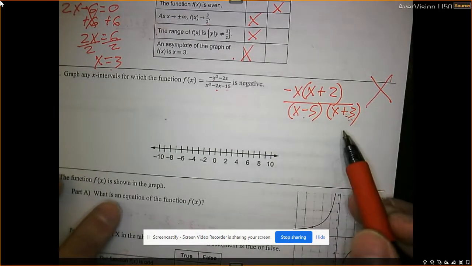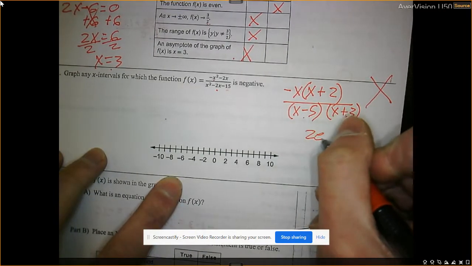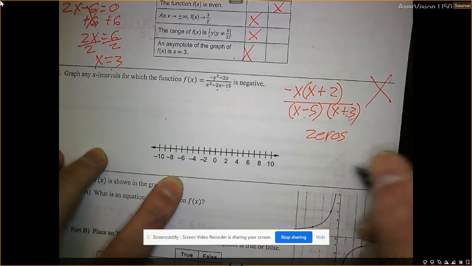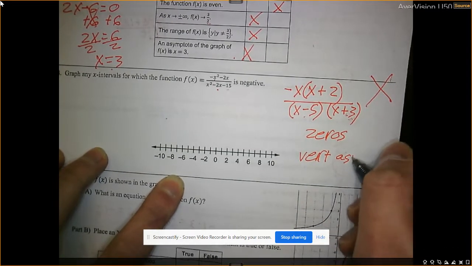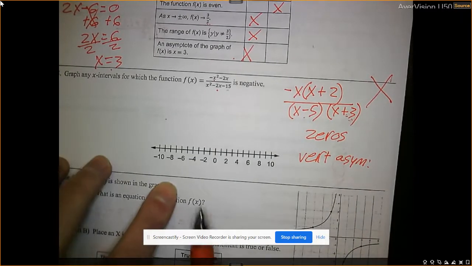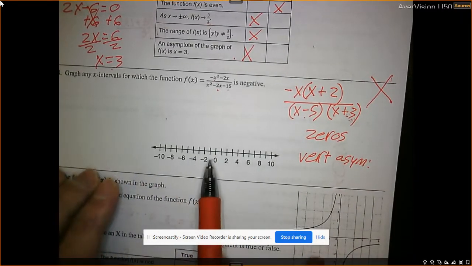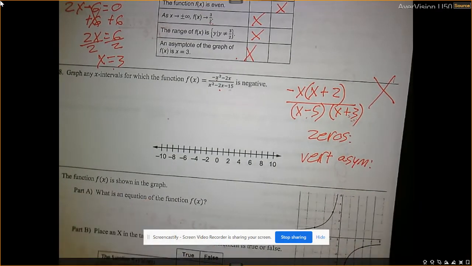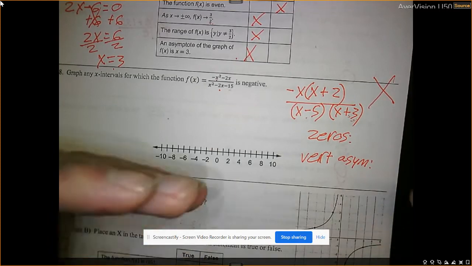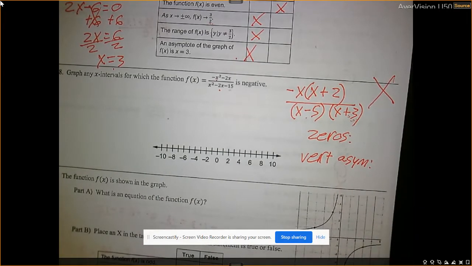So from there, why did we do this? Well, now we know what our zeros are, and we also know what our vertical asymptotes are. And that's going to be where we're changing whether we're above the x-axis or below the x-axis.